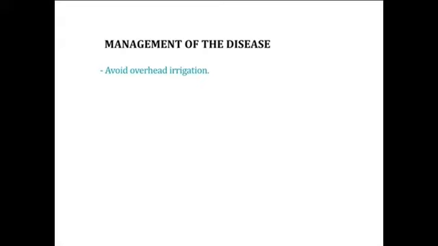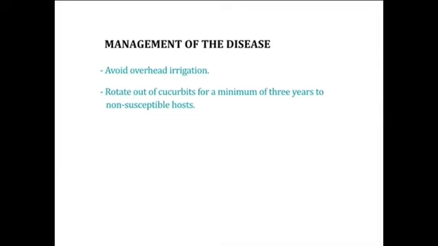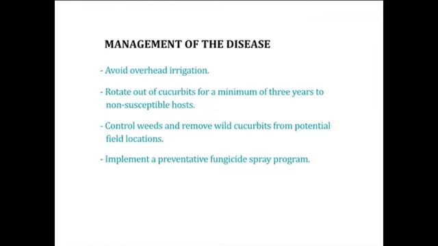Now coming to the management of the disease. Avoid overhead irrigation. Rotate out of cucurbits for a minimum of 3 years to non-susceptible hosts. Control weeds and remove wild cucurbits from potential field locations. Implement a preventive fungicide spray program. Use fungicide-treated seed. This is about the management of the disease.